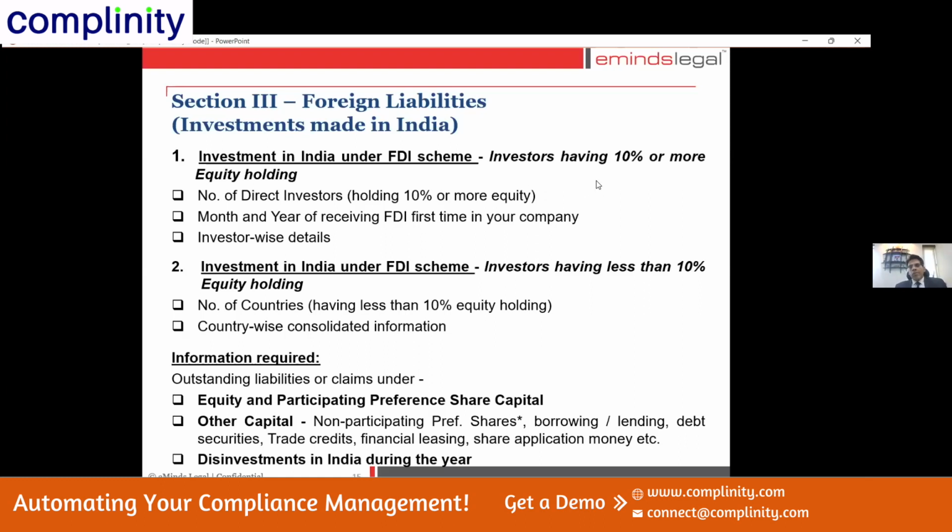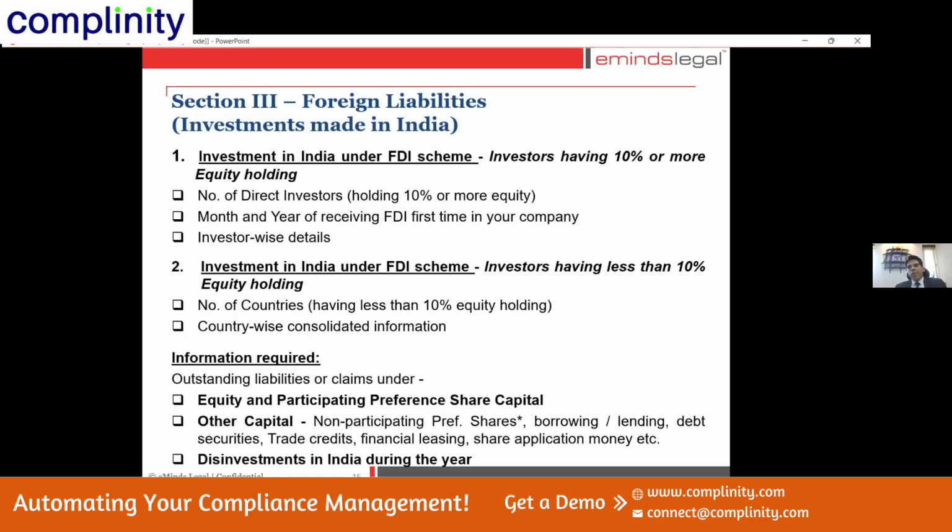When we have to fill in information, we need to first analyze how many direct investors have 10% or more holding. It asks for the number of direct investors because it will automatically open those many tabs. So number of direct investors holding 10% or more equity, and month and year of receiving FDI first time in your company. It may be possible that, okay, 2017 or 2018, you had FDI, and then your non-resident shareholder transferred your shareholding, and for the next 3-4 years, there was no FDI.